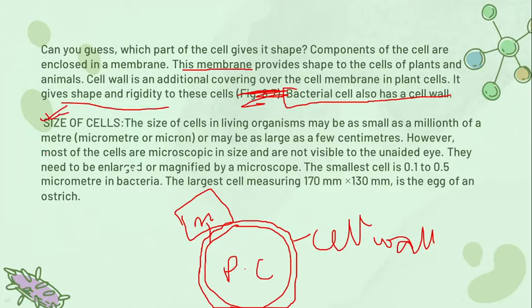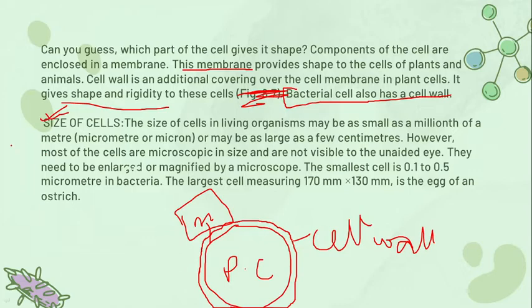The size of cells in living organisms may be as small as a micrometer or micron, or as large as a few centimeters. Micrometers are smaller than millimeters. The cells can be micrometers in size, and some are in centimeters. However, most cells are microscopic in size and not visible to the unaided eye.